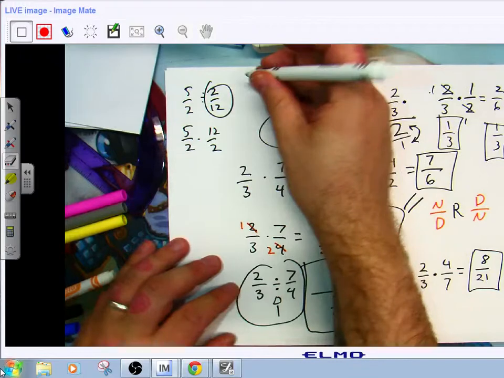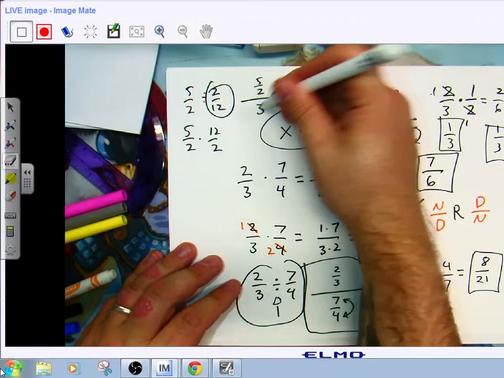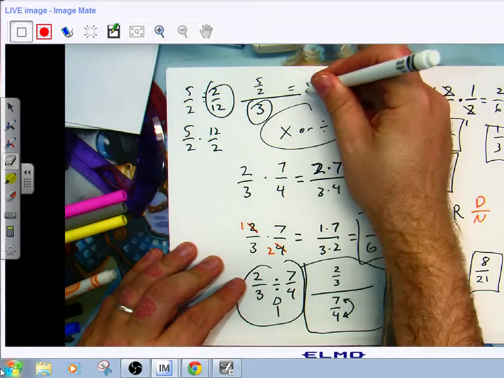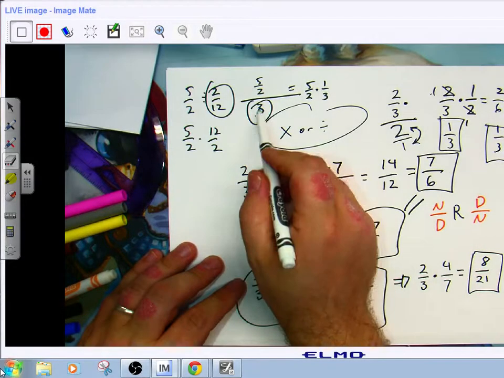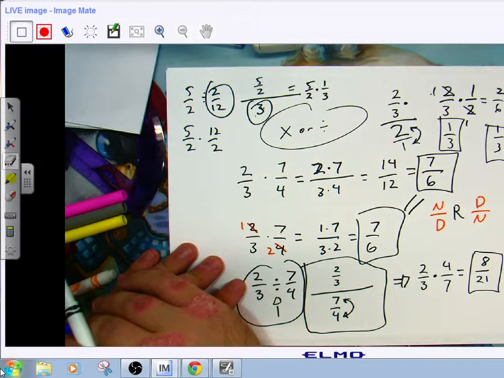Or likewise, if I had 5/2 divided by 3, this is the thing that we're going to flip. So that becomes 5/2 times 1/3. Okay? It's always the thing that's in our denominator, or the thing that we're dividing by, that we're flipping.